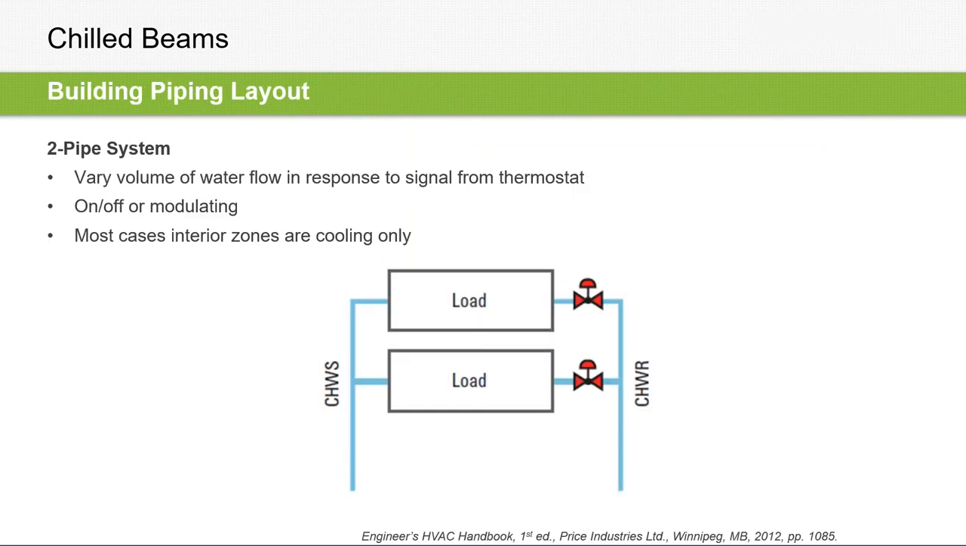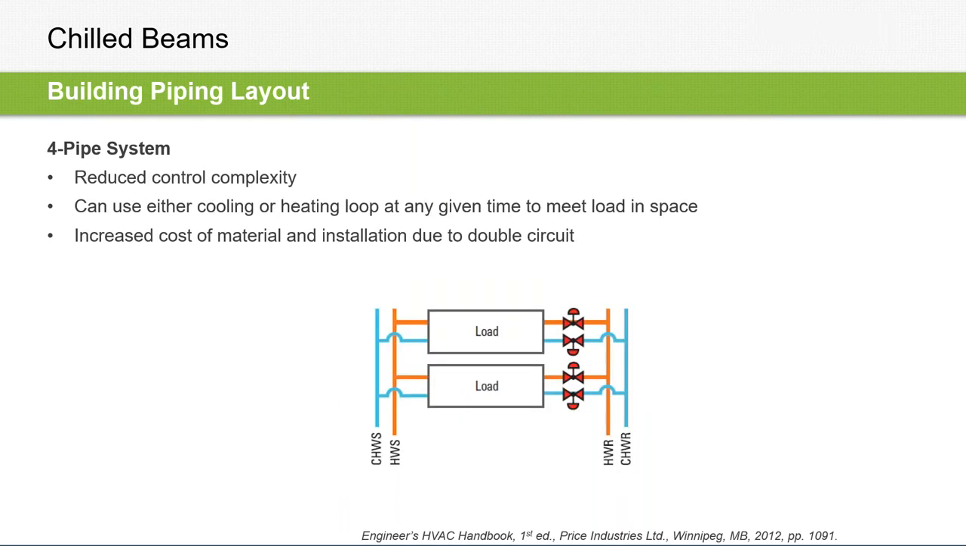So here's kind of a simple layout for a 2-pipe system. In this case, we're maybe cooling only, or we have a 6-way valve somewhere upstream at the zone level. In this case, you're probably on-off or modulating. You can do either way on your GPMs, control the water flow rates. Also, you'll need a balancing valve in each one. So that's a pretty simple layout for a 2-pipe design.